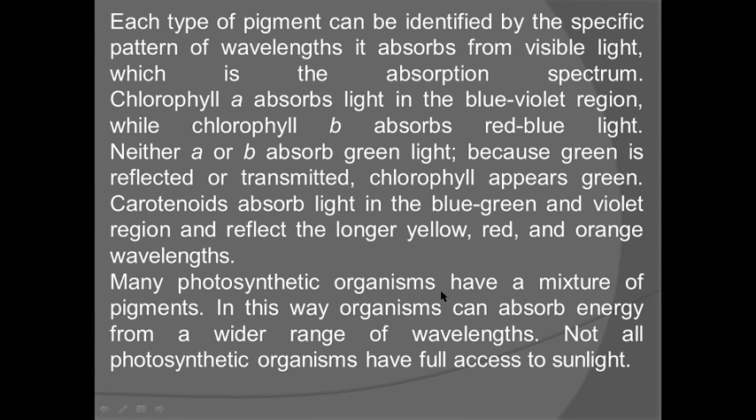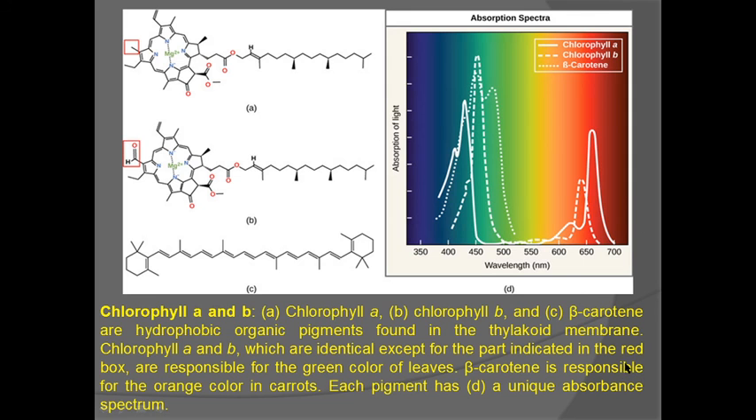Many photosynthetic organisms have a mixture of pigments. In this way, organisms can absorb energy from a wider range of wavelengths. Not all photosynthetic organisms have full access to sunlight.